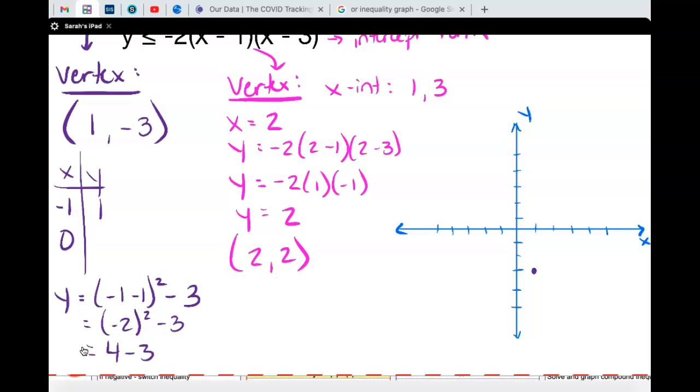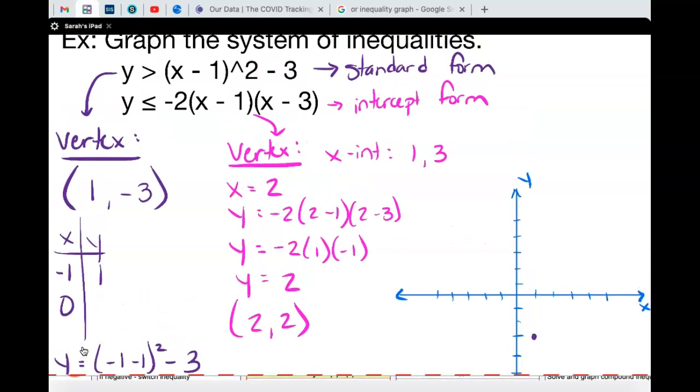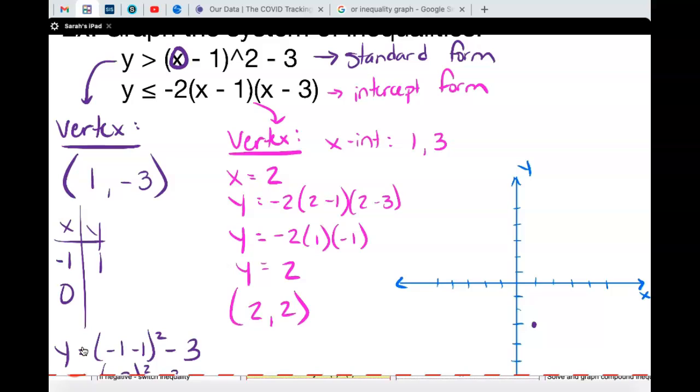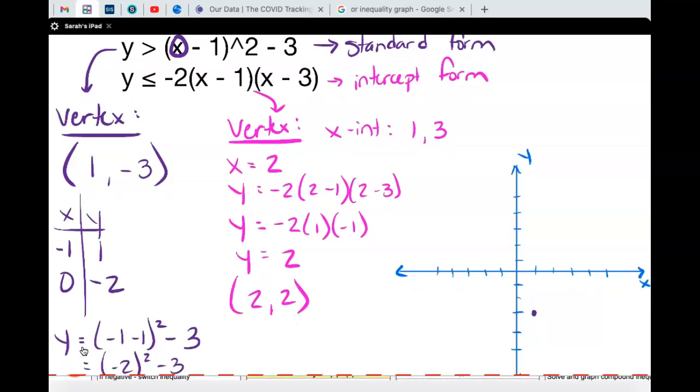Okay. Do the same thing, plugging in 0. 0 minus 1 is -1, squared is 1, minus 3 is -2. Alright, so 0, -2. And then I didn't draw my axis of symmetry because I didn't want my graph to be messy. I'm kind of weird like that, so reflected over the vertex. Same thing, -1, 1, reflected over to there.